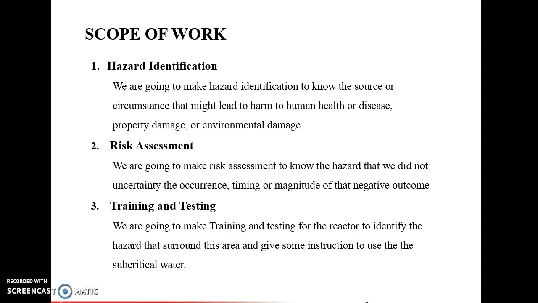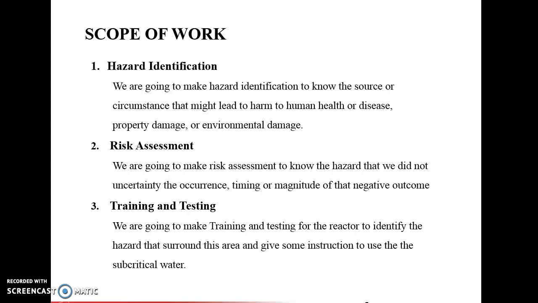In the scope, firstly, we are going to talk about the hazard identification. We are going to make a hazard identification to know the source that might lead to harm to human health, diseases, property damage or environmental damage.